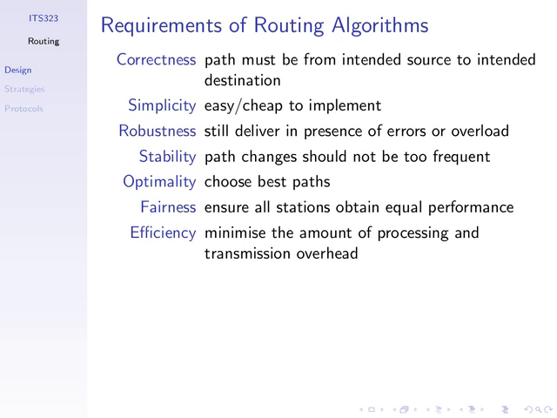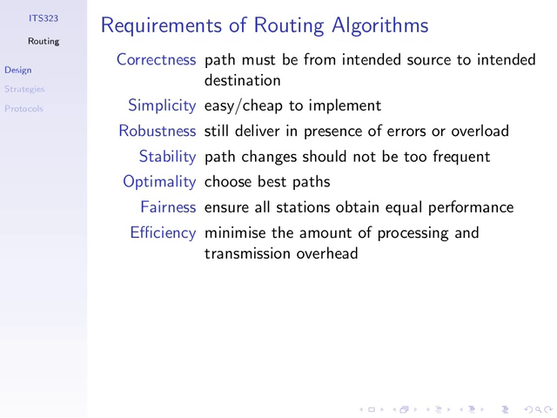If I plug into my navigator for my car that I want to get to MBK in Bangkok, and it leads me on the path to Chiang Mai, that's not a good routing algorithm. That is, it needs to get me to the intended destination. That's rather obvious. Our routing algorithm needs to be correct. We'd like routing algorithms that are simple, easy to implement in software, cheap to implement. We'd like routing algorithms that are robust.